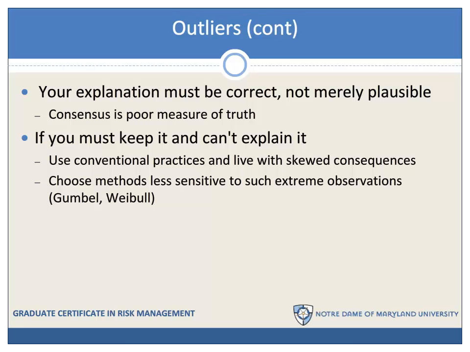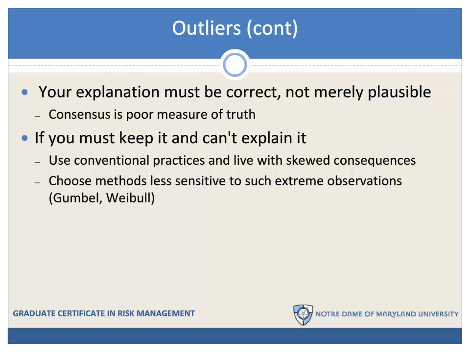When considering these outliers and what they're trying to tell you, keep in mind that the explanation that you come up with has to be correct. It's not enough for it to be a plausible explanation, that we've got a theory here that explains this data point. If our theory is correct, consensus is a poor measure of the truth. You really want to dig and delve for a correct explanation.